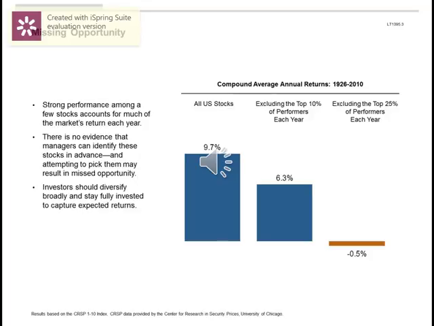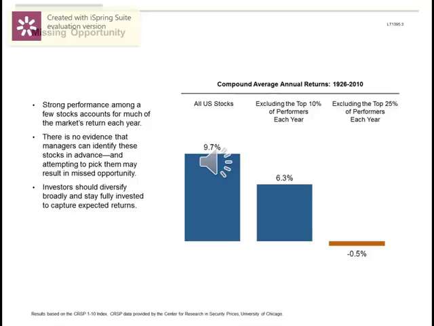From 1926 through 2010, the U.S. stock market provided a 9.7% compound average annual return. If the top performing decile of stocks were excluded each year, the market's return would drop to 6.3% annualized. And by excluding the top quartile of performers each year, this would reduce the market's average annual return to a negative 0.5%.